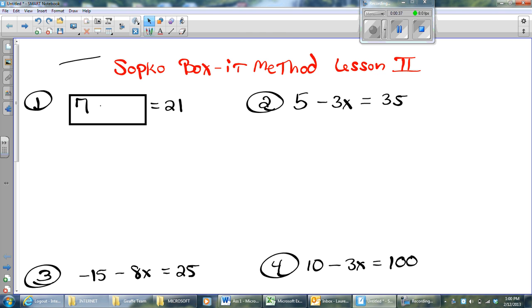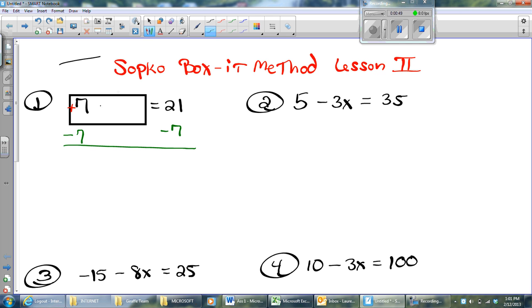Now I want to get rid of that 7. I ask myself, what kind of 7 is it? Well, it's a positive 7. So I'm going to need to subtract 7 from both sides. And when I do that, I end up with 2x equal to 14. Now I put my box around that.